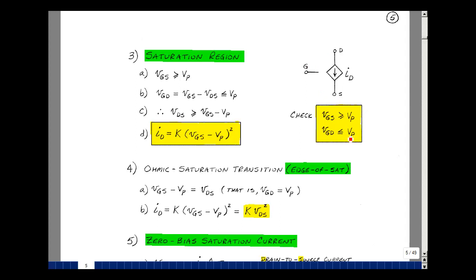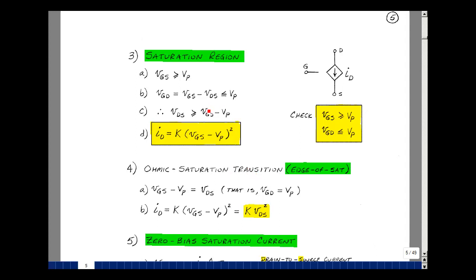Just like the BJT, we have transition points, and we can find those by intersecting the models. If we intersect the ohmic and the saturation model, we see that they both have the gate source greater than or equal to pinch-off. But when you're in ohmic, the gate to drain is greater than or equal to pinch-off, and when you're in saturation, it's less than or equal to pinch-off. Equality is where those two overlap.